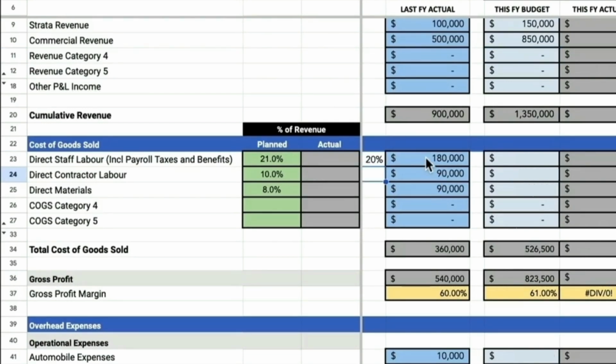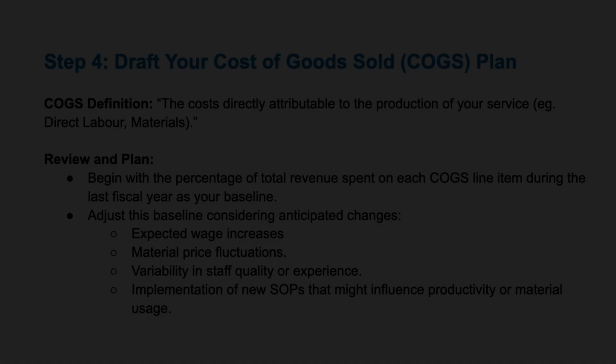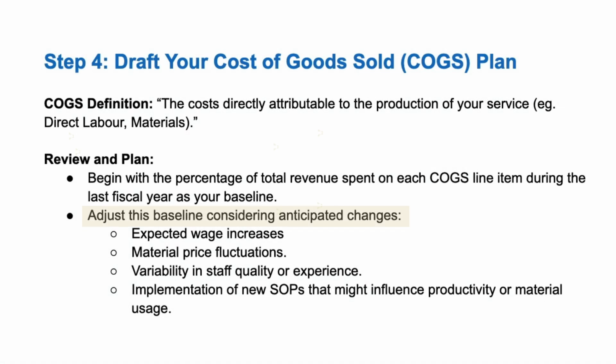So last year, it looks like direct staff labor was 20% of revenue, direct contract labor was 10%, and direct materials was 10%. But figure out what the baseline you're going to work off is going to be in terms of historical percentages of revenue per cost of goods sold line item. And then you're going to adjust this baseline considering any anticipated changes.